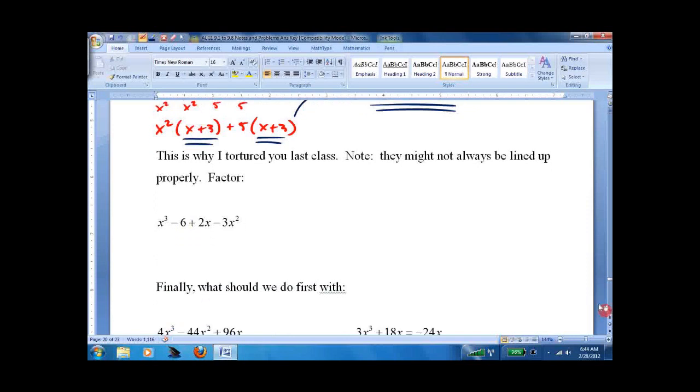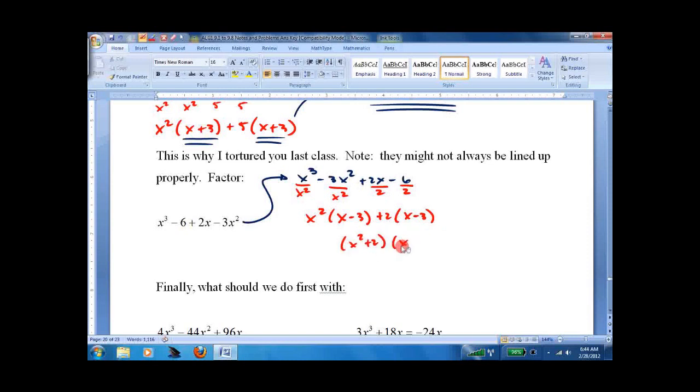So try it again. Might want to pause the tape. You'll notice that it's out of order, so put it in order first. Now you can factor by grouping. And there it is, it's factored.